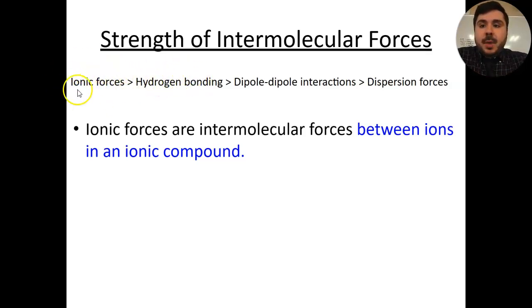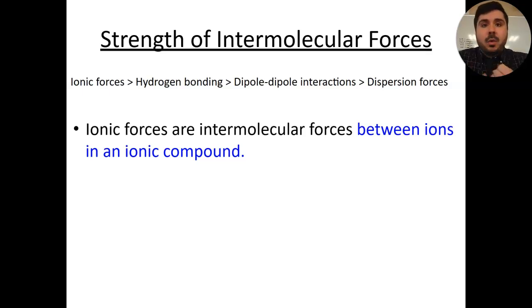And lastly are our ionic forces. Ionic forces are basically intermolecular forces between different ions in an ionic compound. And I know we've learned about this a while ago, these ionic bonds and whatnot, guys, but these ionic bonds are the single strongest type of bond you can have. Obviously, there's a lot of things that have to go into an ionic bond in order for it to be classified as an ionic bond.